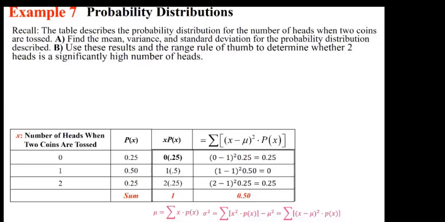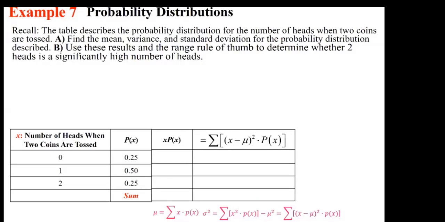Since they're all done at the same time, let me explain the next one also. We need to calculate the standard deviation, so we need to calculate the variance first. If we use one of the formulas for the variance, for example, x minus mu quantity squared times p of x, first you have to have the next column and the sum of that. When we do that, see what we get. 0 times 0.25 is 0, 1 times 0.5 is 0.5, 2 times 0.25 is 0.5, they add up to 1.